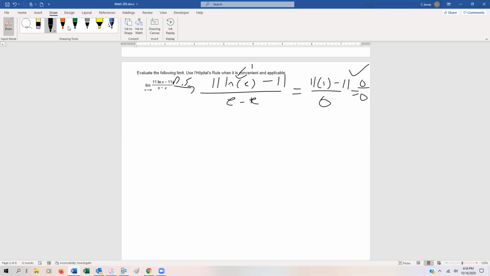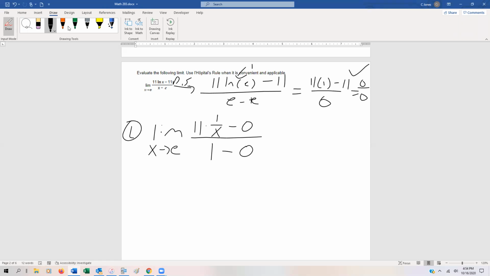Now that we know it's indeterminate, we can use L'Hopital's rule. So remember, I put an L in a circle to indicate that I've used L'Hopital's rule. And now we're going to take just the derivative of the top and the derivative of the bottom. Limit, x approaches e, the derivative of natural log of x. So we're going to get 11 times 1 over x. Derivative of 11 is 0. Derivative of x is 1. And then the derivative of e, not e to the x, is 0.